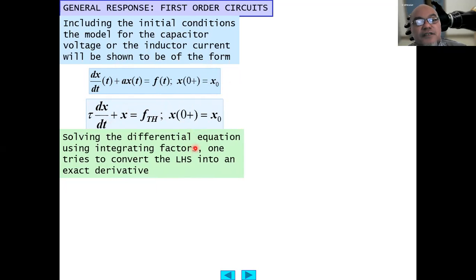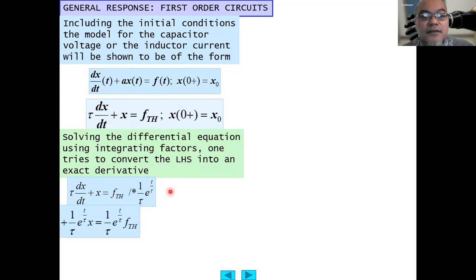Solving the differential equation using integrating factors, one tries to convert the left-hand side, LHS, of this equation into an exact derivative. From calculus, we know that for the solution to such a differential equation, we can try using this, 1 over tau exponent t over tau.